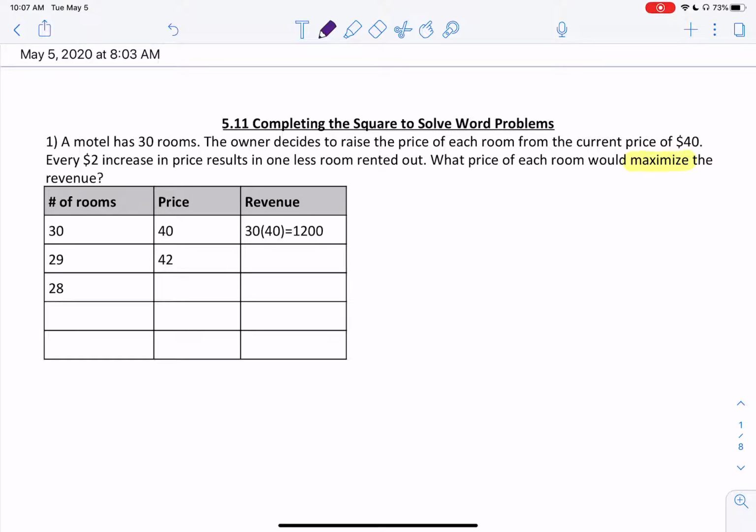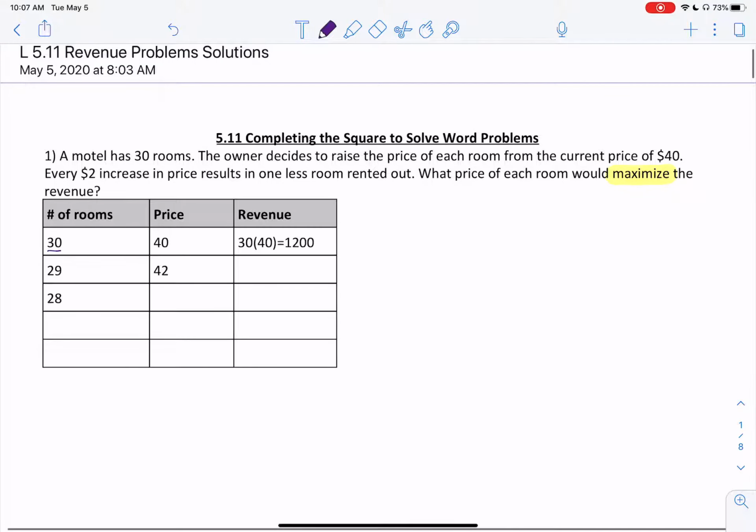So shortly, we will be creating an equation for this, but to help us understand the situation a little bit better, we're going to be filling out a chart. So our motel starts with 30 rooms, and we start with a price of $40 per room. Now, every time that we increase the price by $2, we lose one room. So we now increase our price to 42, but now only 29 rooms are rented out.